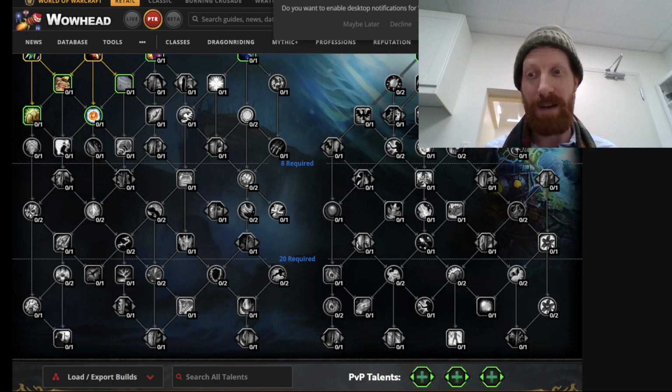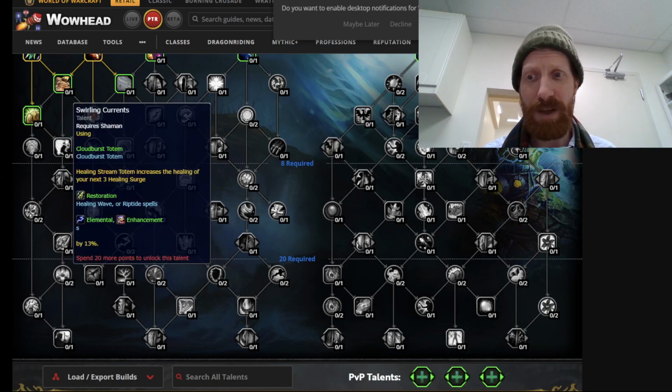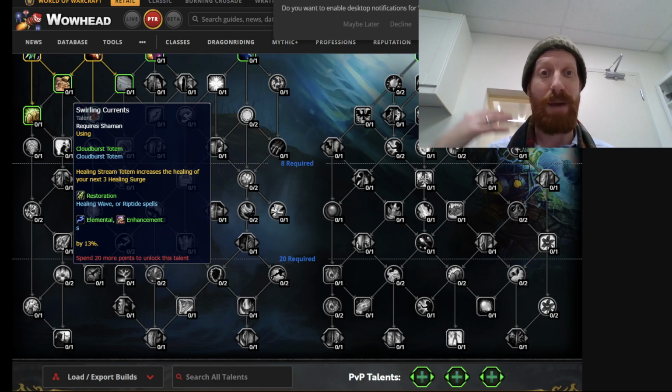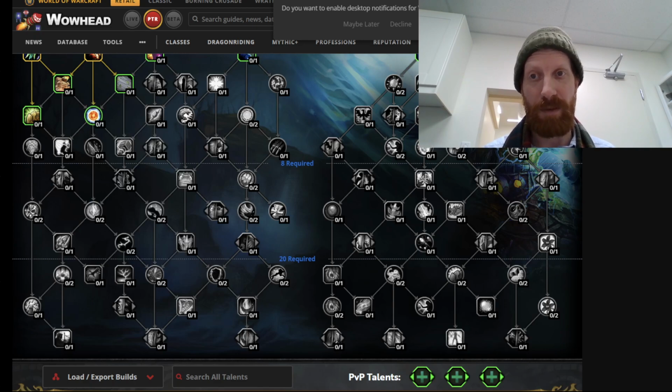On the raid side, this is even better because Cloudburst Totem is exceptionally good in 20 plus groups because it heals like a crap load. So being able to buff that specifically and not just buff your healing waves or riptides makes it an even better cooldown for Mythic Plus.